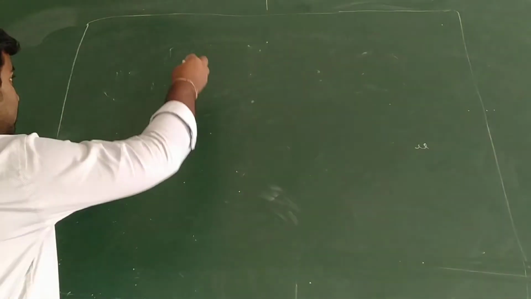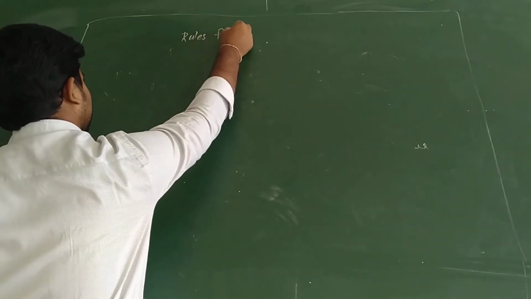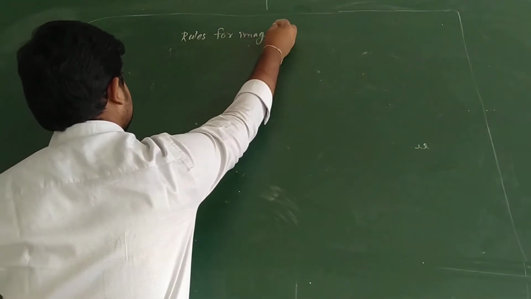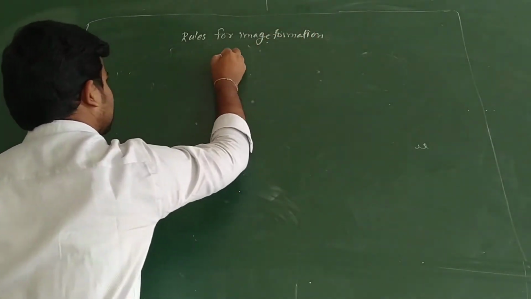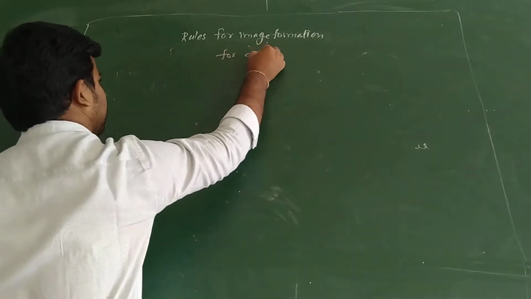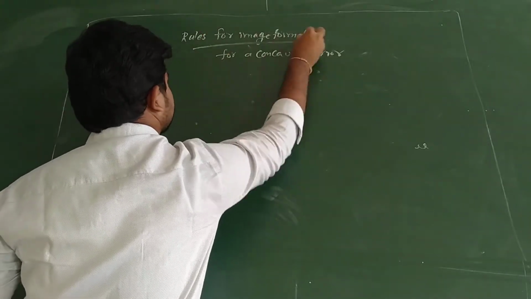Next I am going to discuss with you the rules for image formation of a concave mirror. There are 4 different rules. Just remember them. Rules for image formation for a concave mirror.